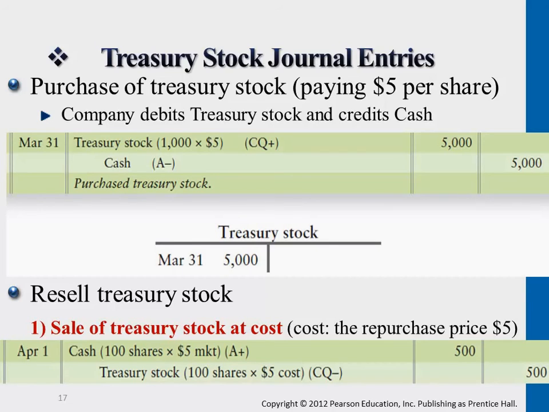So there are 3 cases here. It could be coincidentally the same price. It could be at a price above the original $5. It can also be below $5. So we have different journal entries and different accounts to use under the 3 cases.